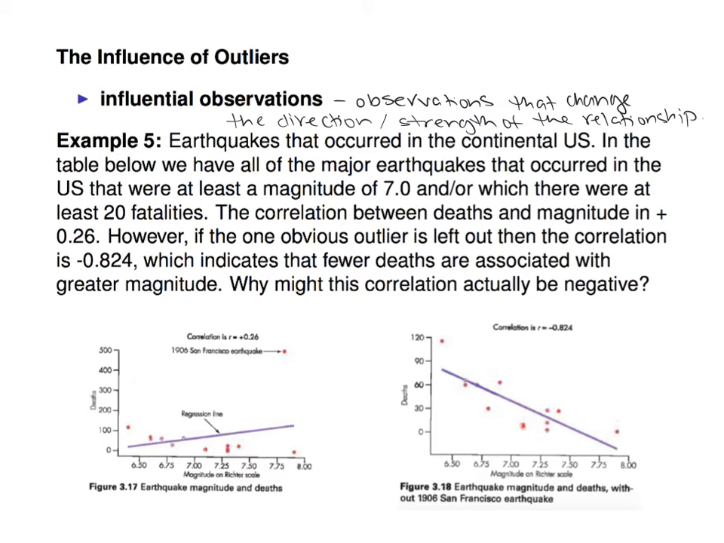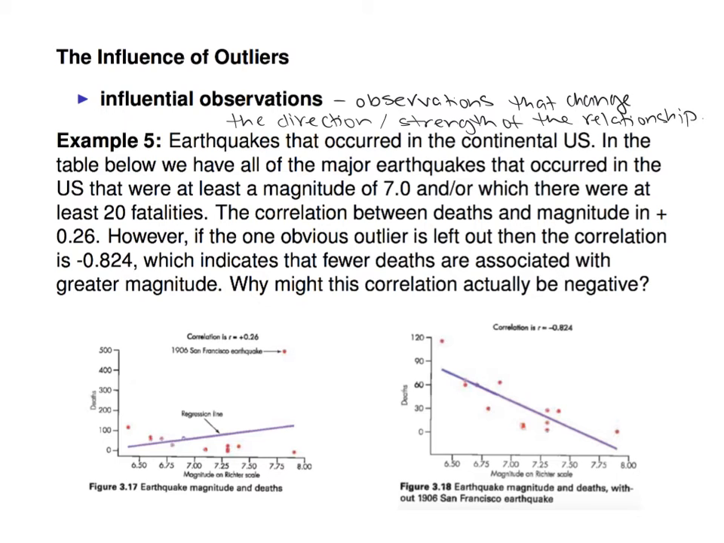Okay, so a really good example of this looks at earthquake intensity and the number of fatalities that occurred, for earthquakes in the continental US. In the table below, we have all the major earthquakes that occurred in the US that were at least a magnitude of 7.0 or for which there were at least 20 fatalities. The correlation between deaths and magnitude is 0.26. However, if the one semi-obvious outlier is left out, then the correlation is negative 0.824, a lot better, which indicates that fewer deaths are associated with a greater magnitude.